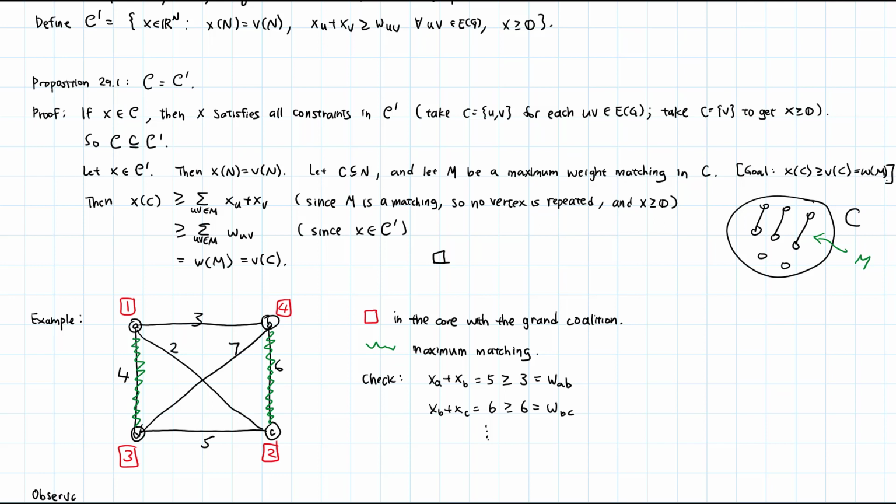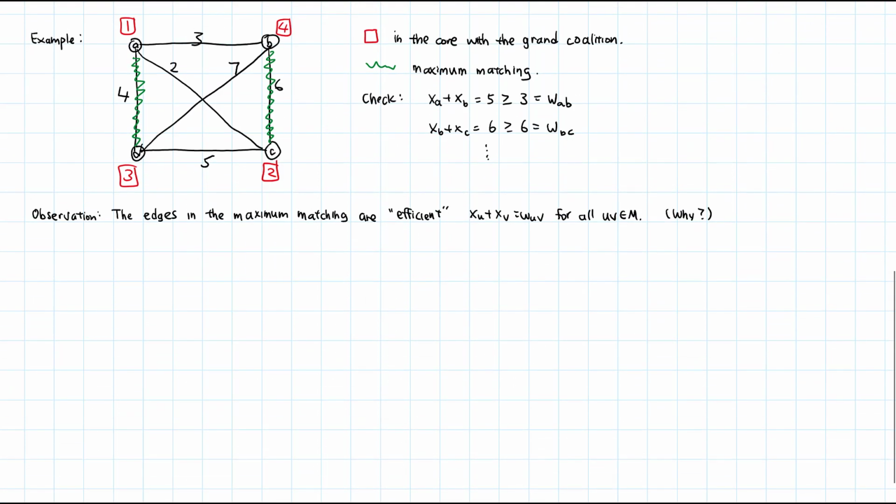One observation you can make is that the edges in the maximum matching are efficient. That is, xu plus xv is equal to wuv for all the edges uv in the matching. As an exercise, try to argue why this is true. Now there are examples of the matching game that have empty cores. Here is one example with a triangle. Now try and explain why this example has an empty core.